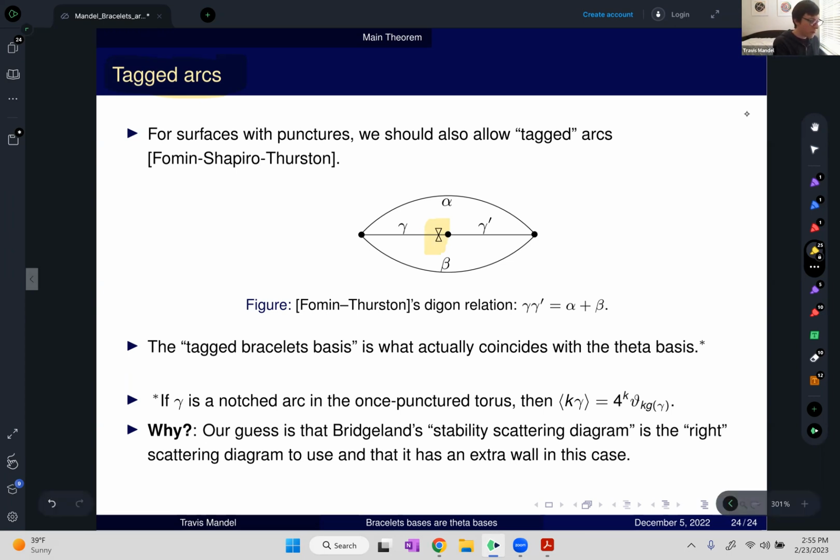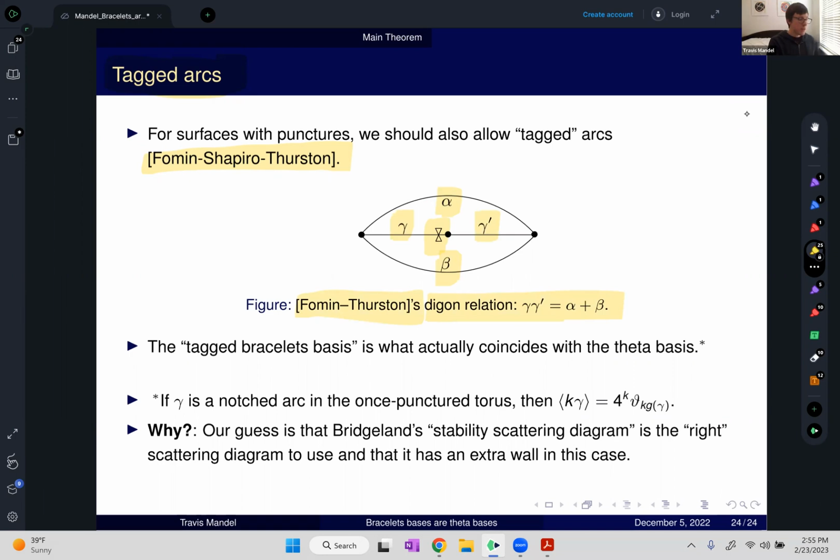And so Fomin, Shapiro, Thurston, they looked at these. They show that these tagged arcs correspond to some addition. If you want your cluster variables to correspond bijectively to arcs, you need to work with tagged arcs. And Fomin and Thurston showed that tagged arcs satisfy what they call the digon relation. So basically, in this picture, gamma times gamma prime is equal to alpha plus beta. So that lets you see how these include into your algebra.